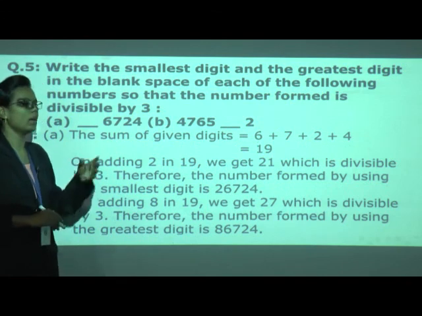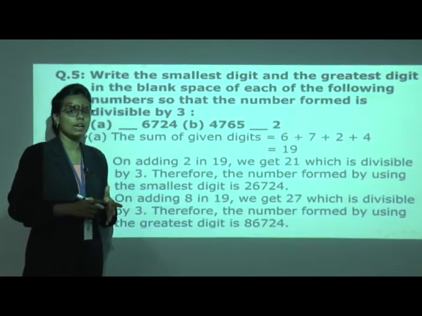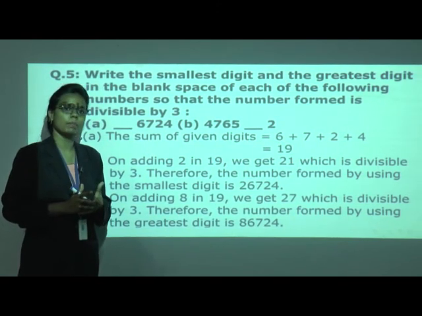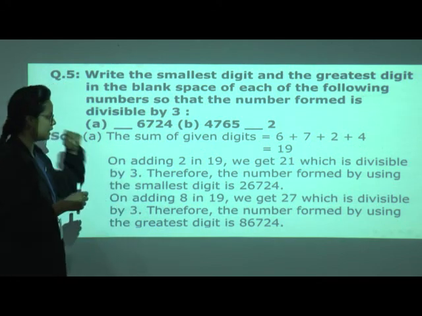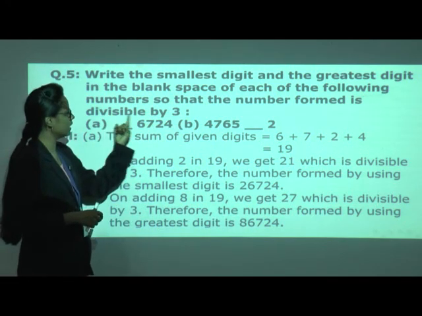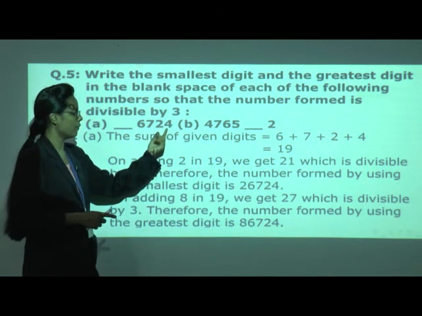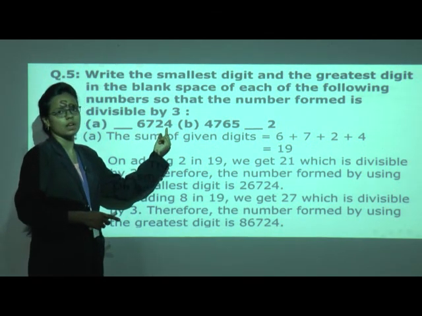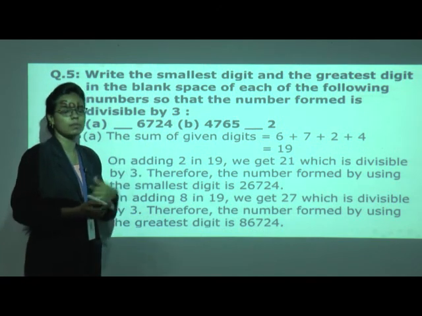-6724. Now we have to place a digit here so that the number should be divisible by 3. Okay, so let us see that. To find the divisibility by 3, we have to first find out the sum. If the sum is divisible by 3, then the number is divisible by 3.